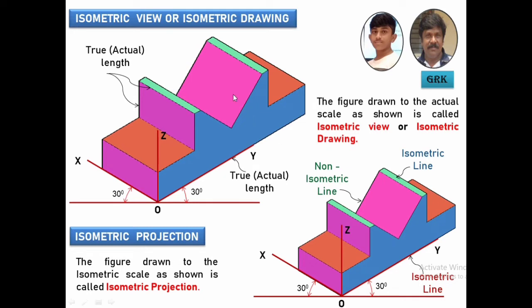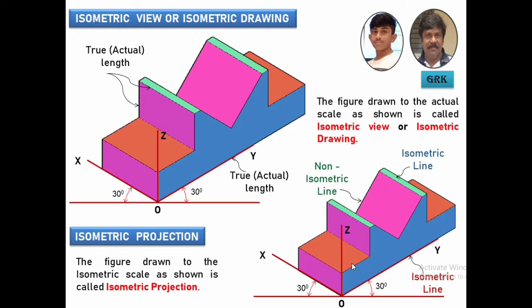Now understand the difference between isometric view or isometric drawing and isometric projection. This model has been drawn to the actual length or true length. This drawing is drawn to a diminished length. Whatever scale we got from the isometric scale, whatever isometric length we got from there, it has been plotted. These lengths are the reduced lengths, which will be 0.816 times the actual length.